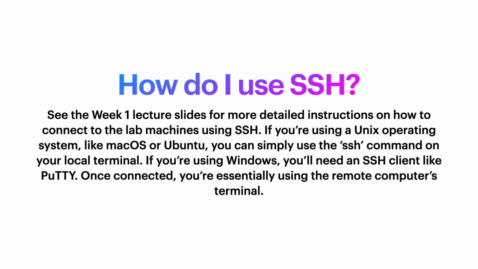How do I use SSH? See the Week 1 lecture slides for more detailed instructions on how to connect to the lab machines using SSH. If you're using a Unix operating system, like macOS or Ubuntu, you can simply use the SSH command on your local terminal. If you're using Windows, you'll need an SSH client like PuTTY. Once connected, you're essentially using the remote computer's terminal.